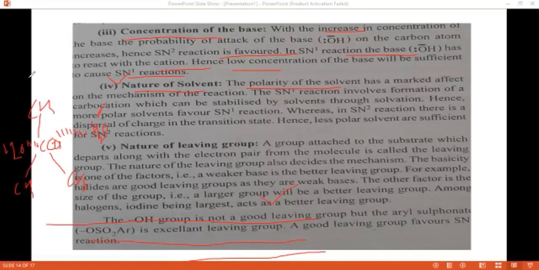Means the carbocation can be stabilized by the solvent through solvation, and hence the more polar solvent favors the SN1 reaction.